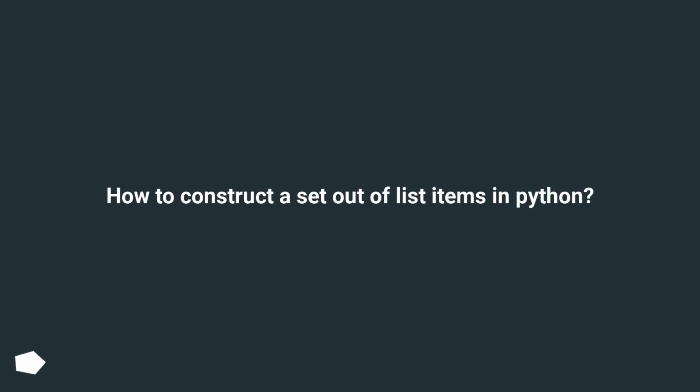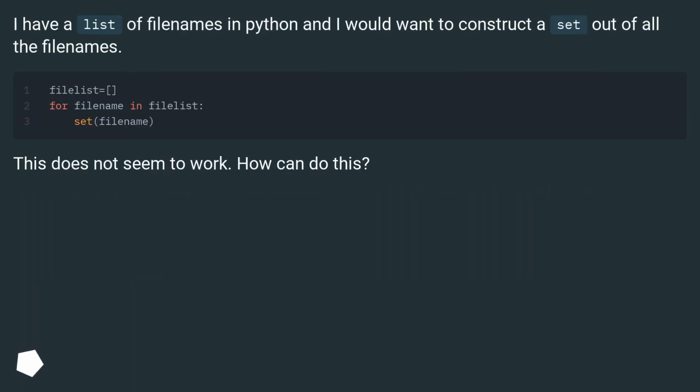How to construct a set out of list items in Python? I have a list of file names in Python and I would want to construct a set out of all the file names. This does not seem to work. How can I do this?